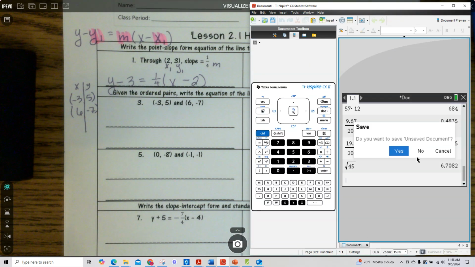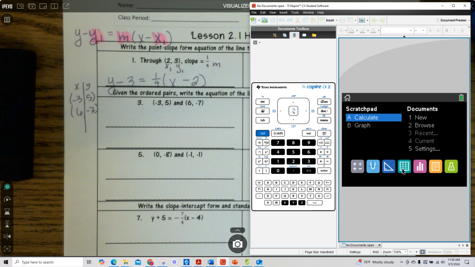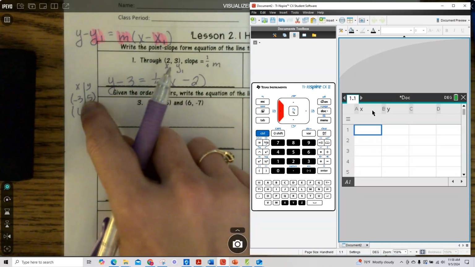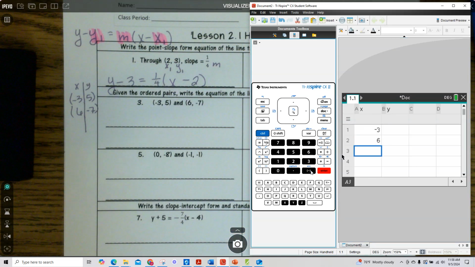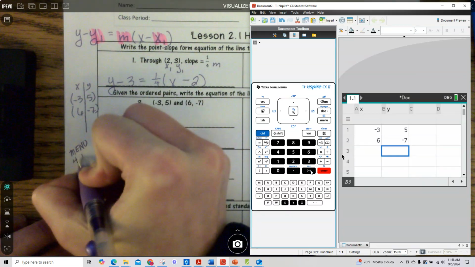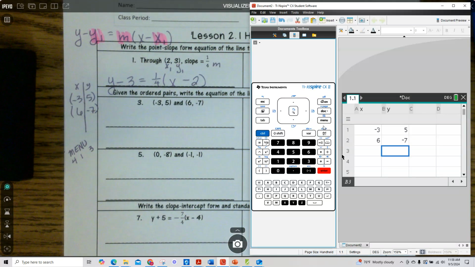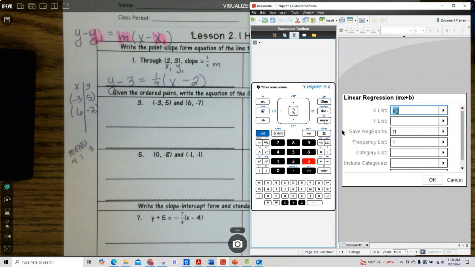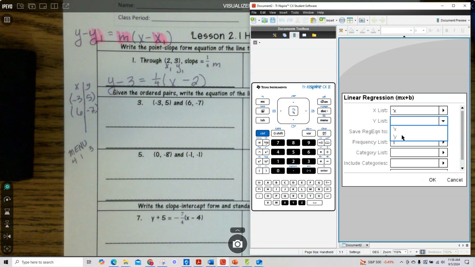All right. So again, make sure you always X out. You're starting fresh. It's the green box. We put an X next to the A. We put a Y next to the B. Type our X's in, -3 and 6. Type our Y's in, 5 and -7. It's menu 4, 1, 3. Make sure that blue box, you're not sitting on any of your data points. Make sure it's underneath. Menu 4, 1, 3. Change the X list to X, the Y list to Y.